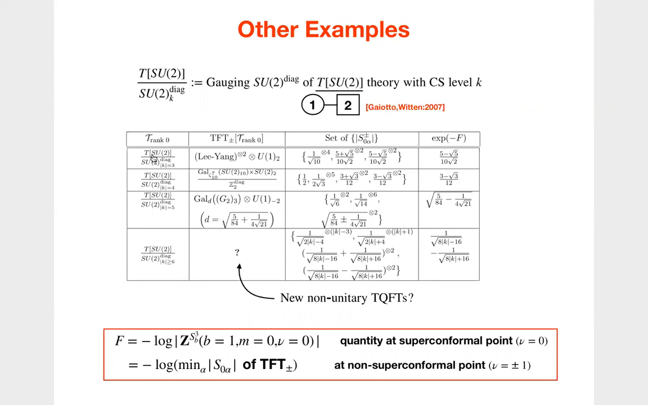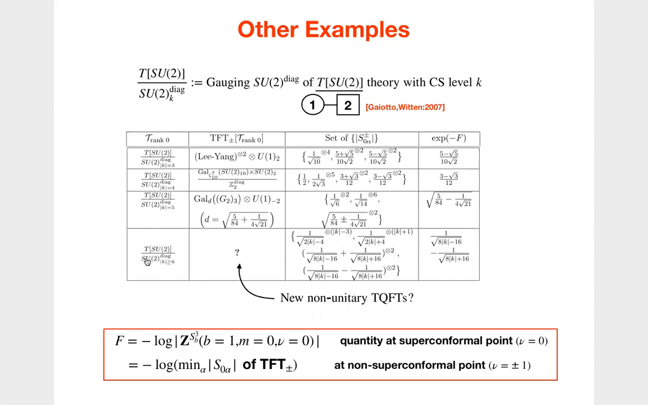And in this case, using the supersymmetric partition function, we can test our correspondence, and we can actually identify the non-unitary TQFT living in the degenerate limit of this rank 0 CFT. And we found that for k equals 3, the resulting topological field theory is a non-unitary theory given by some Lee-Yang model times U(1) Chern-Simons level 2 theory. For k equals 4, this is some Galois conjugation of SU(2) Chern-Simons level 10 theory and some operations. And for k equals 5, this is a Galois conjugation of the G2 Chern-Simons level 3 unitary TQFT, and some operations.